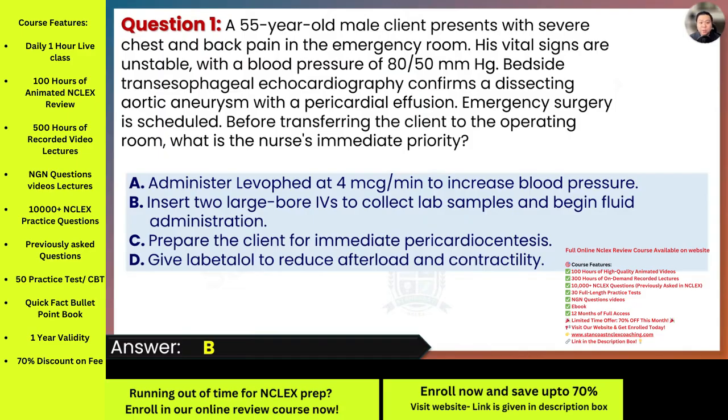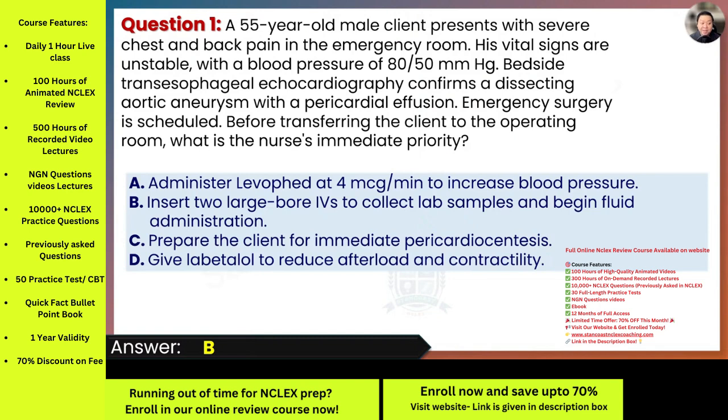So in this question, I want you to pay attention to the word clues. We have inserting large bore IVs, which supports circulation and preparation for surgery, while we have Levophed right here in letter A. Although it can increase the blood pressure, if you're not resuscitating with fluids first, this can worsen the hypovolemia. Now, letter C, talking about pericardiocentesis, this actually delays the surgery, which is the definitive treatment.